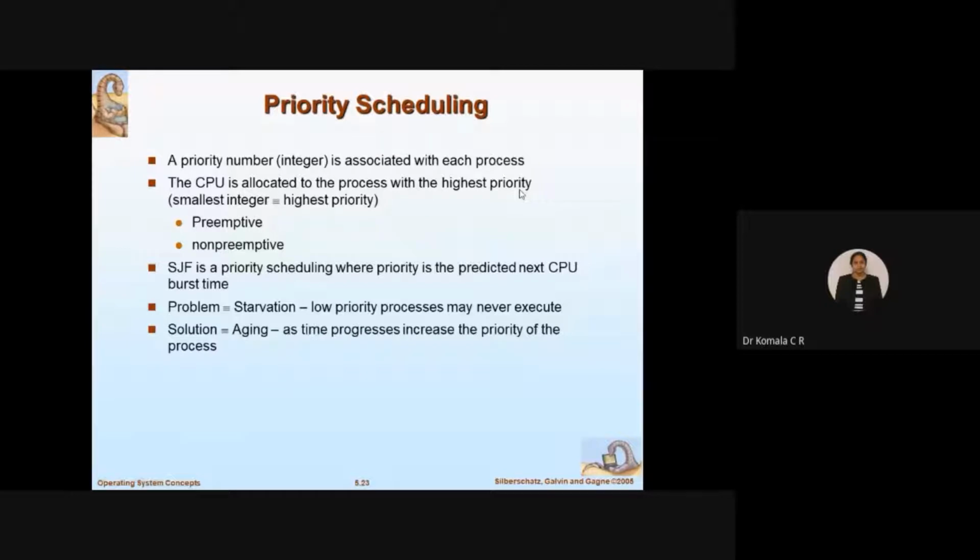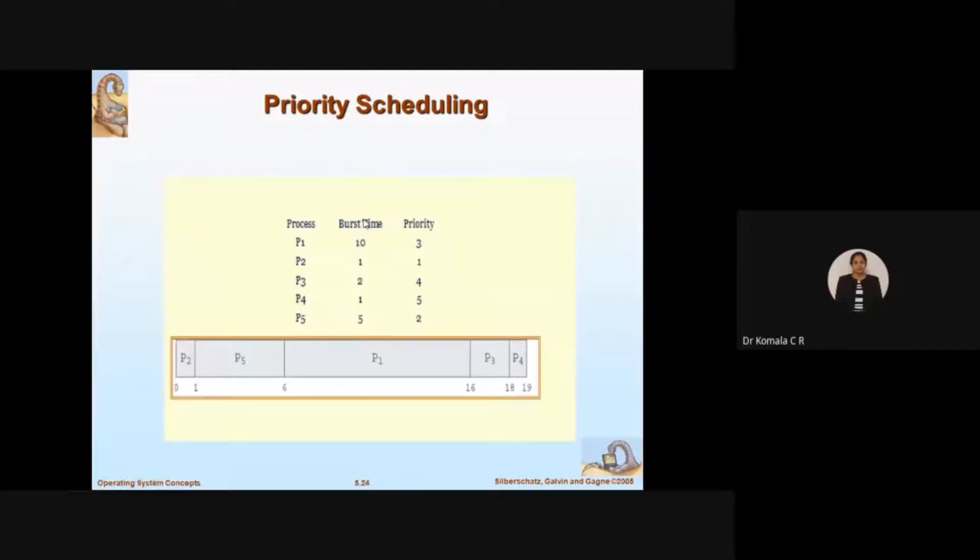Which one is the CPU going to consider first? The CPU is going to consider the process which has the highest priority. How will I decide which has the highest priority? The smallest integer is taken as the highest priority. That means in this example, among the numbers 3, 1, 4, 5, 2, which is the smallest number? P2 is the smallest number. So this I am giving as first priority. So the smallest number gets priority.